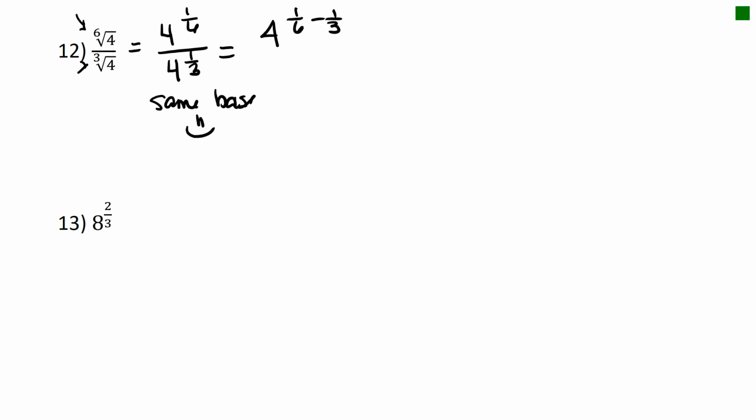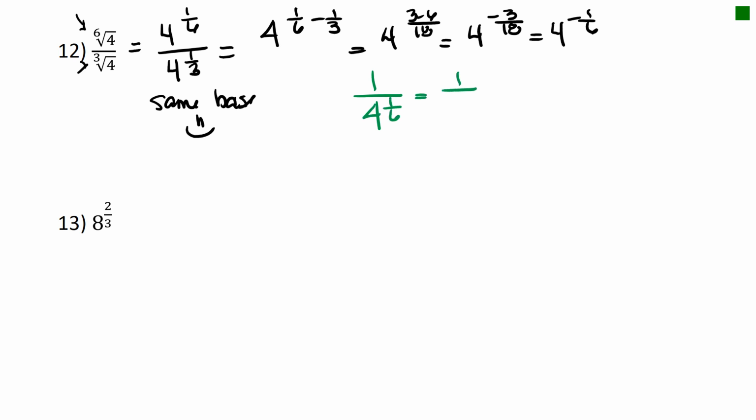So it's 1/6 minus 1/3. When I do my little TP, I get 3 minus 6 over 18. So it's 4 to the negative 3 over 18, which is 4 to the negative 1/6. Now you might think you can stop there, but you cannot because we have a negative exponent. So it's 1 over 4 to the 1/6. Now remember, that's the same as the 6th root of 4. So you got a radical in your denominator, can't do it.